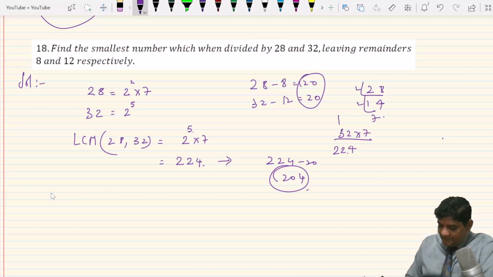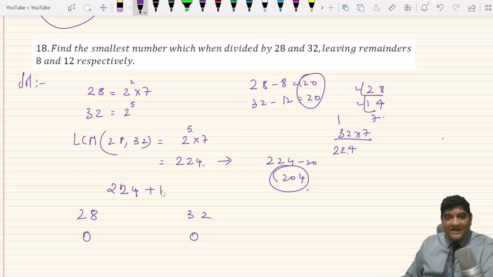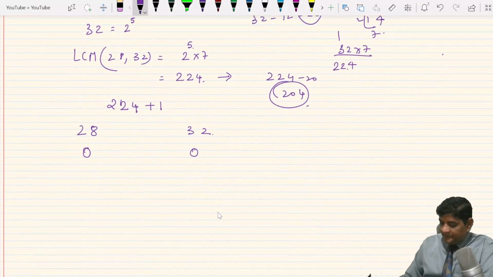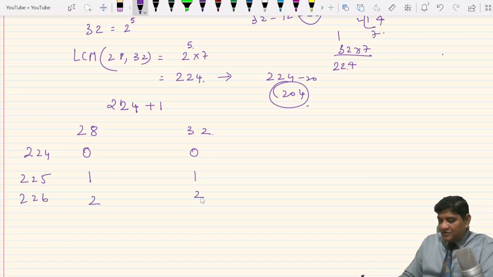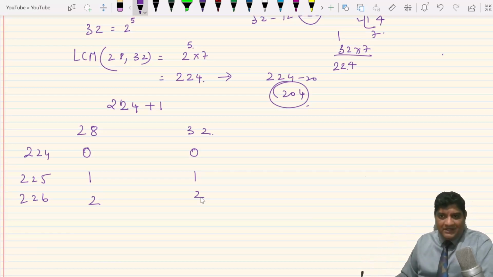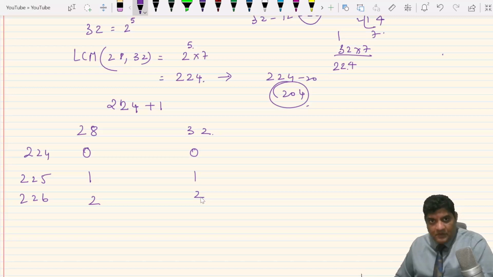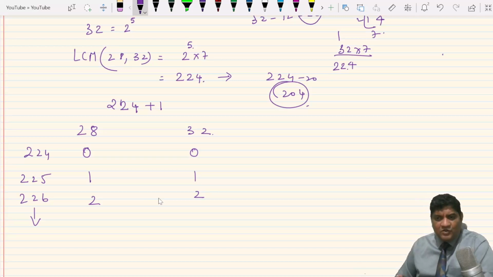Now, what's the remainder when 224 is divided by 28 and 32? The remainder is 0 in both cases. What if it is 225, which is 224 plus 1? In both cases I get the same remainders, which is 1. What about 226? I'll get the remainder 2. Understand, I'm simply adding a number, and the remainders are coming up. So if the number is increasing, the remainders are the same. The remainders are not going to change.